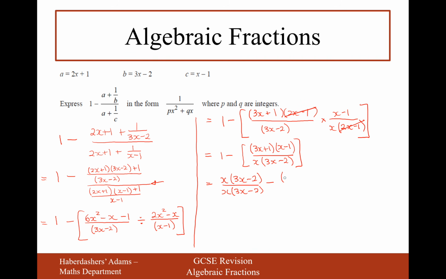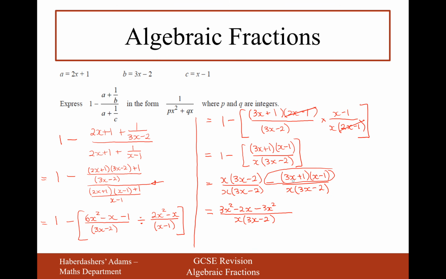And then I'm going to subtract 3x plus 1, x minus 1 over x bracket 3x minus 2. Okay, so let's now expand the brackets and simplify it into a common fraction. X bracket 3x minus 2 is our denominator, and it's going to be 3x squared minus 2x on the numerator. On the next one, we're going to subtract all of this stuff here. So it's going to be minus 3x squared.